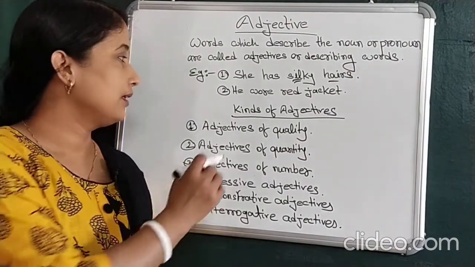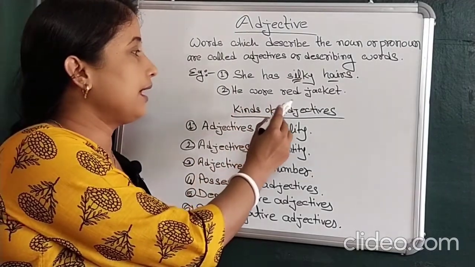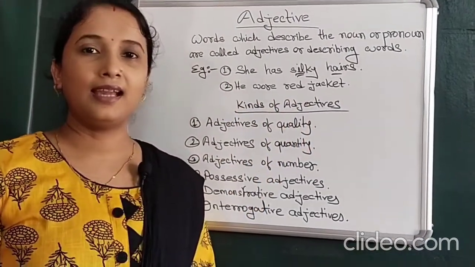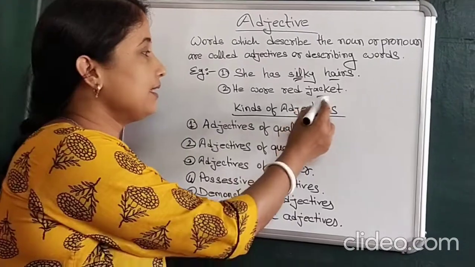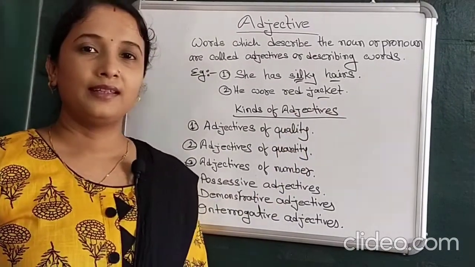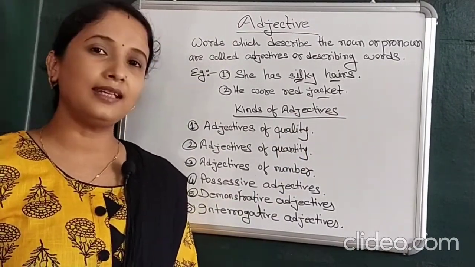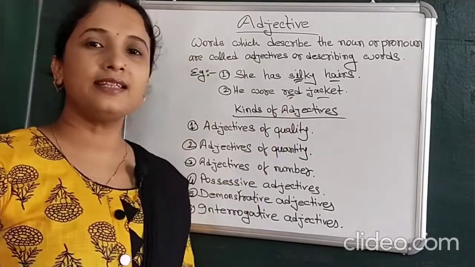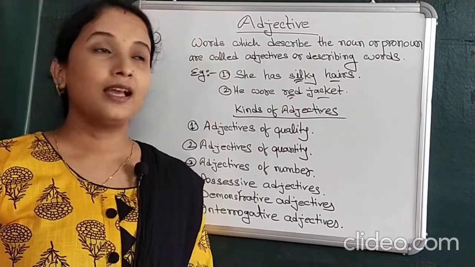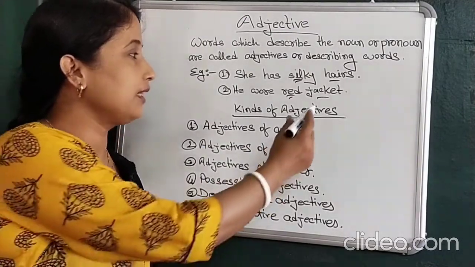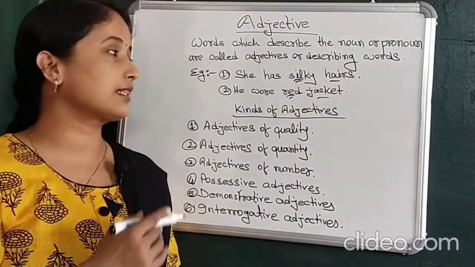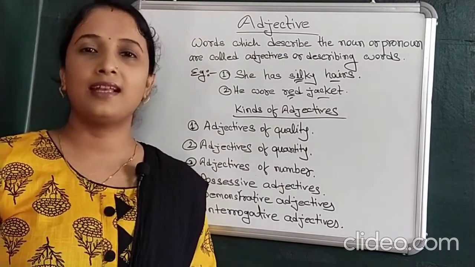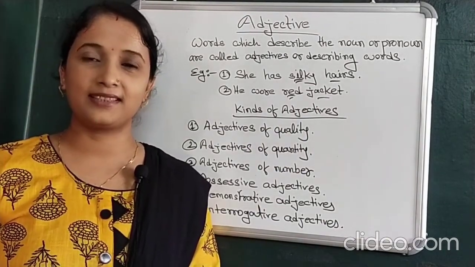Next example, he wore a red jacket. Here jacket is the noun. And how is his jacket? His jacket is red. So red is the adjective here. Red is also placed before the noun jacket and red also describes the noun jacket. So red is the adjective here.